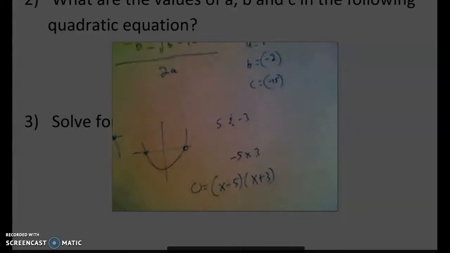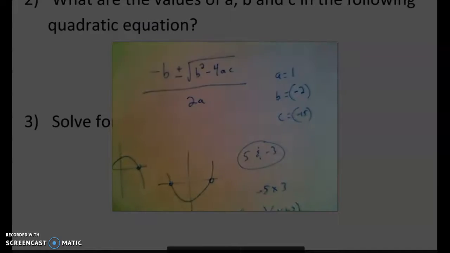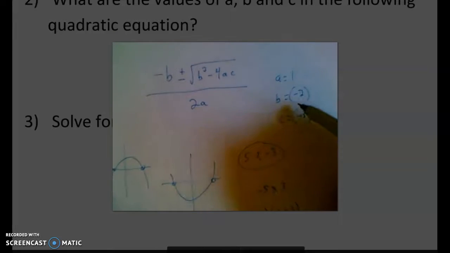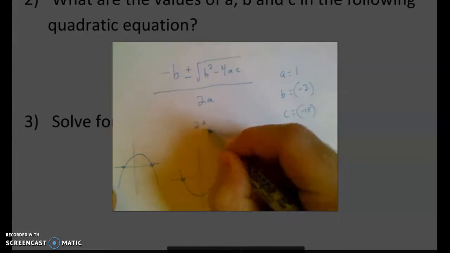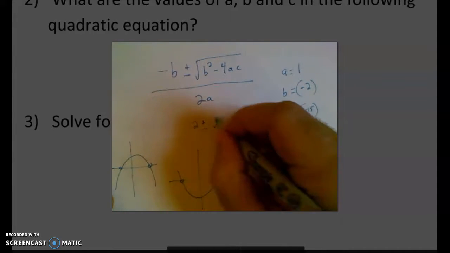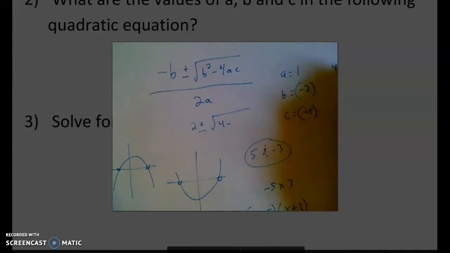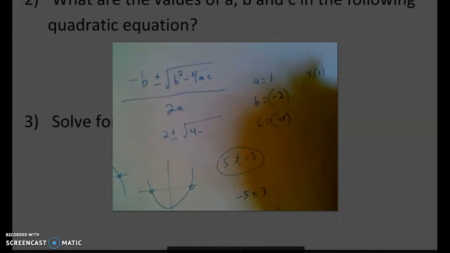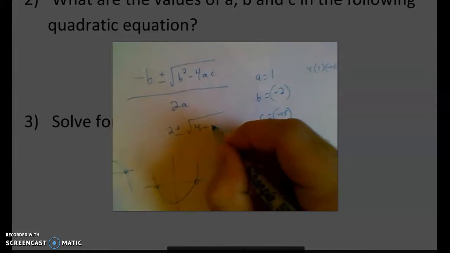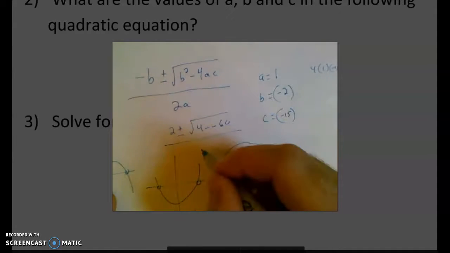But I also want to solve this using the quadratic formula and see if I get the same exact answers. So what I'm going to do is take these values and substitute them in. The opposite of b becomes 2 plus or minus b squared, well, negative 2 times negative 2 is 4, minus 4 times a times c. That means I take 4 times 1, because a is 1, times c, which is negative 15, and that'll give me negative 60, all over, and then 2 times a, or 2 times 1, is 2.